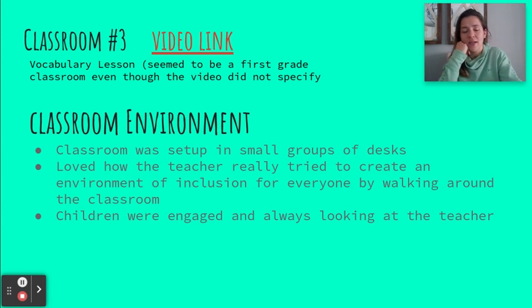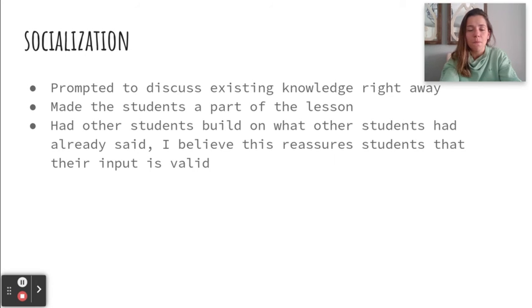And I really loved right off the bat how the teacher really tried to create an environment of inclusion. She really walked around the room and wasn't just standing in one spot, and really picked on different students to speak. And they all followed her around the room. You could tell they were engaged. They were turning their heads and following her wherever she was standing. So those are my two main, right off the bat, ideas about her classroom environment.